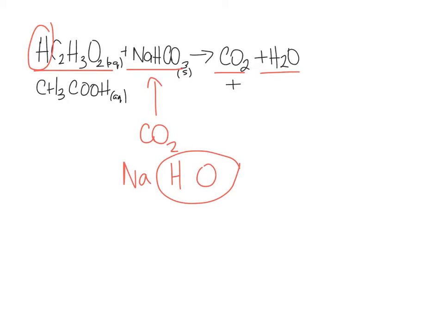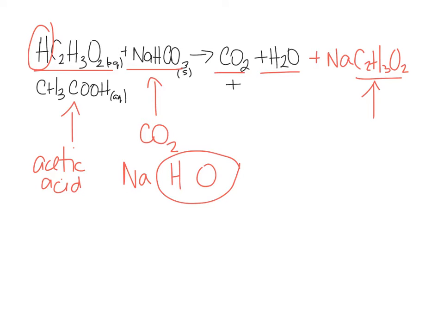Which one's going to go in the front of your formula? The sodium. And then what is left from your acid is C2H3O2. So you make carbon dioxide, water, and sodium acetate. Acetic acid, acetate ion. Okay? So this is acetic acid. This is an acetate ion.